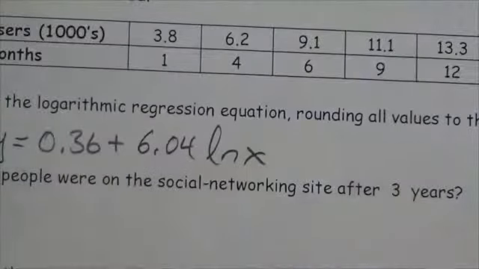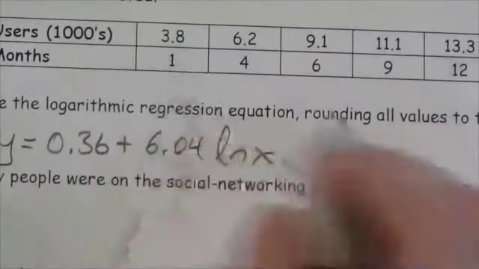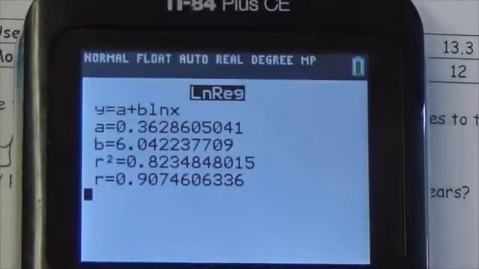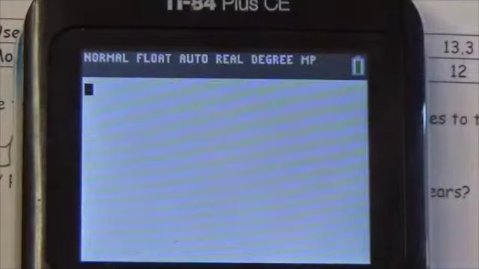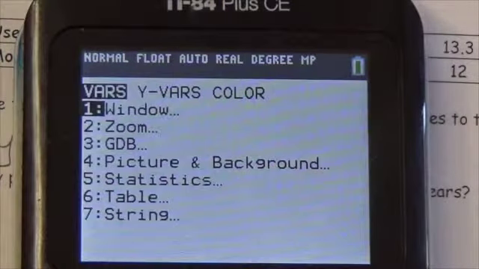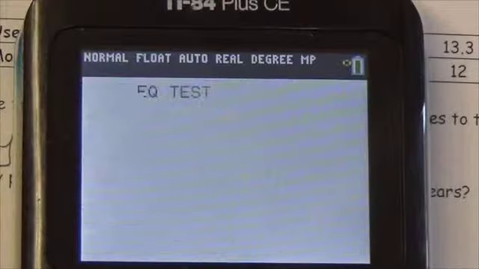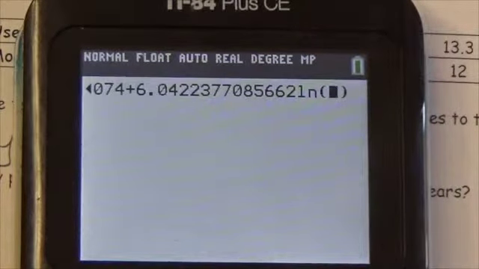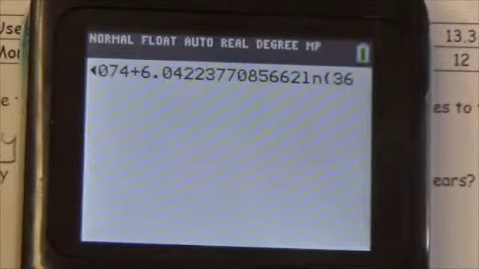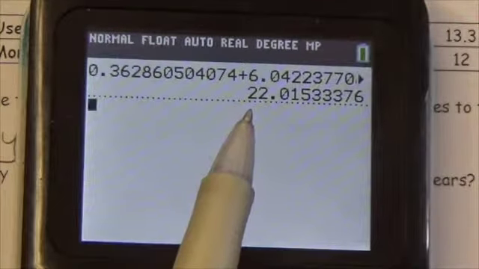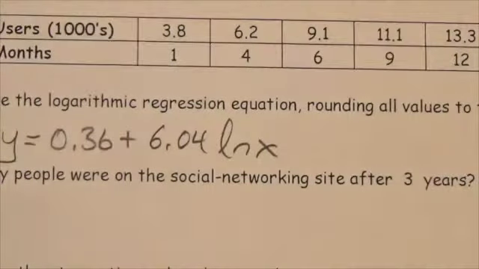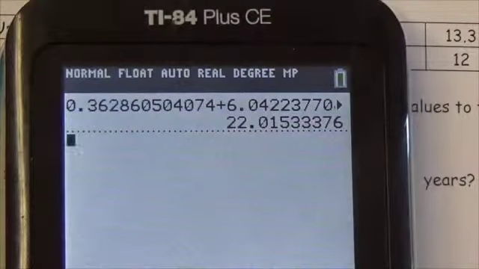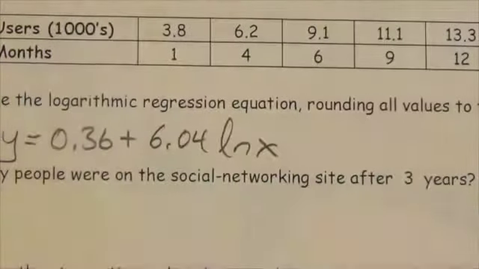Okay, well, x being the number of months here, after 3 years, that's 36 months. So what I'm going to do here is quit out of that, clear that, press VARS, down to statistics. I'm going to pull the regression equation out of here. We'll go over to EQ, and then I'm going to come back and replace that x with 36. And we get 22.01.